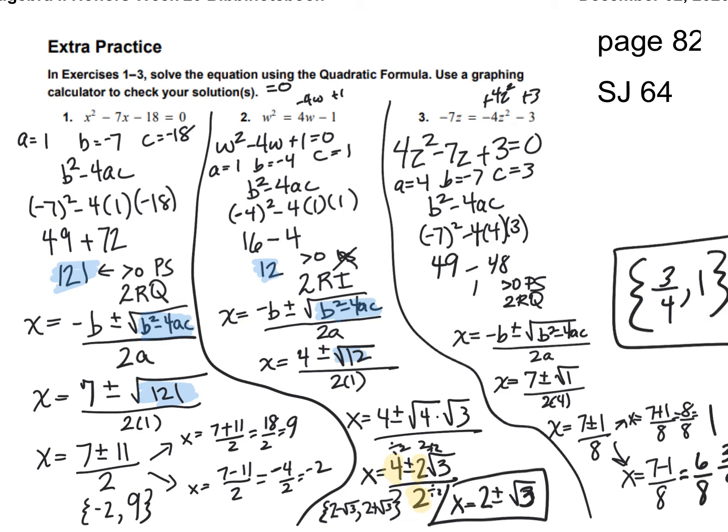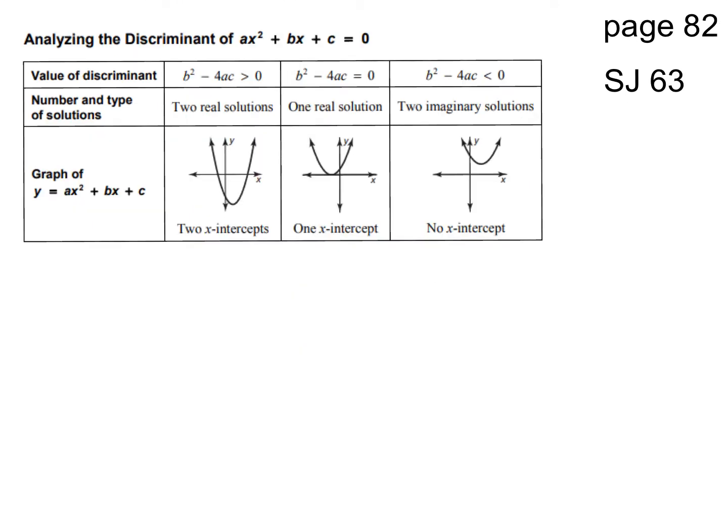Okay, let me carry on to the next page. This should actually be next. This table tells you about your discriminant. So looking at the first row of this chart, if the value of your discriminant is greater than 0, so if you have a positive number, you're going to have two real solutions, and I'm actually going to expand on that just a little more. You're going to have two real rational solutions if the value of your discriminant is greater than 0.